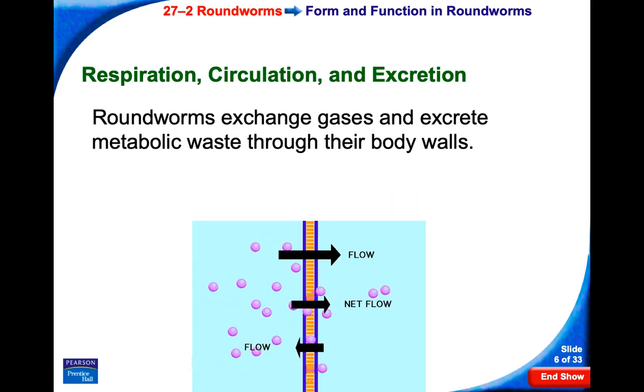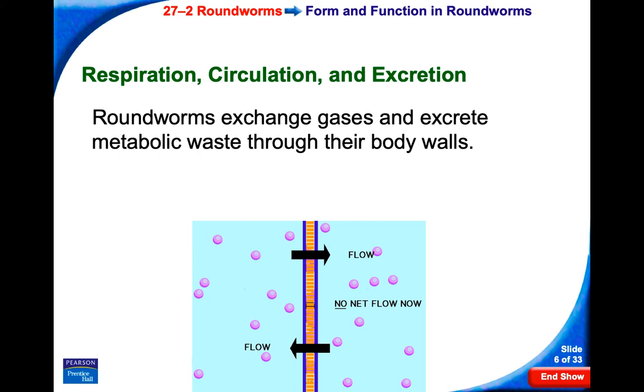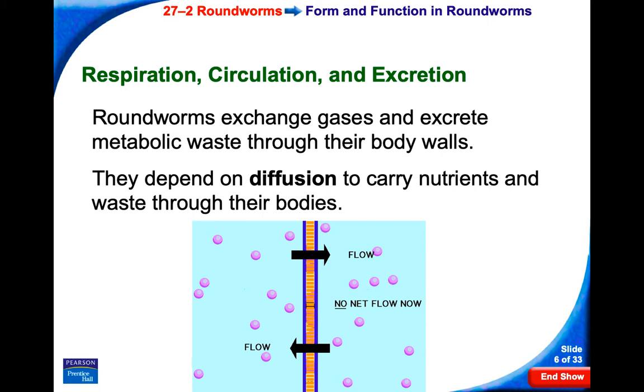Okay, in terms of respiration, circulation, and excretion, technically they are very similar to flatworms, in that they don't really have organ systems for these processes. Roundworms can do the same as flatworms, where they exchange gases and waste through their body walls. They depend on diffusion, the process of oxygen, carbon dioxide, or nutrients passing through the cell membranes to get from the outside to the inside. So that's not really any different from flatworms. Roundworms are still pretty simple when it comes to these processes.